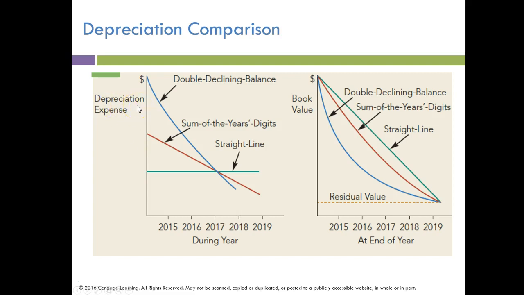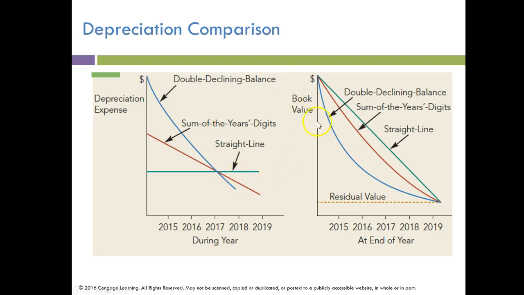in terms of the depreciation expense, the double declining balance takes a much higher depreciation expense in the earlier years and then the least amount in the later years. Straight line is lower in the earlier years, but then becomes higher, and the sum of the digits kind of falls in between the two.